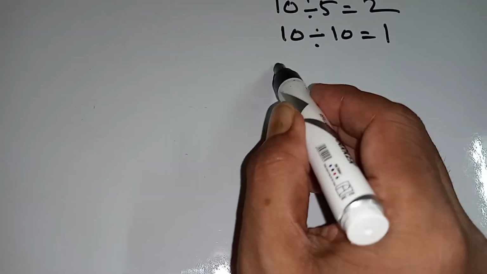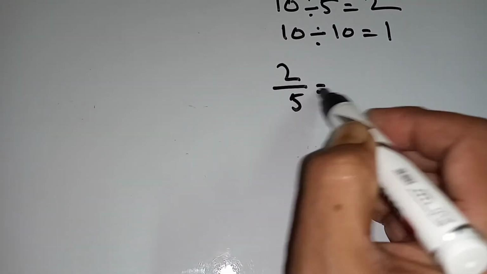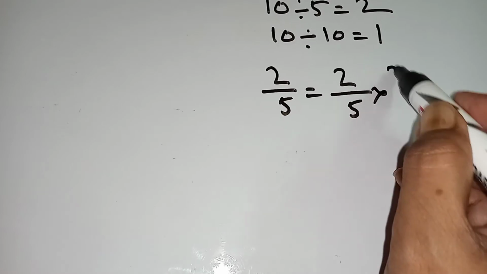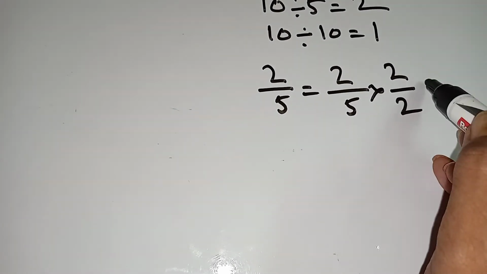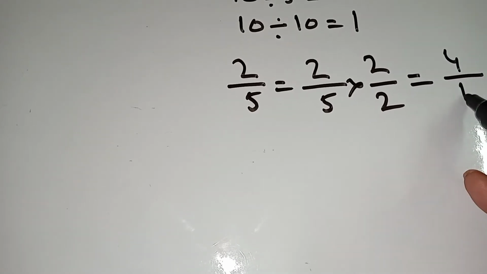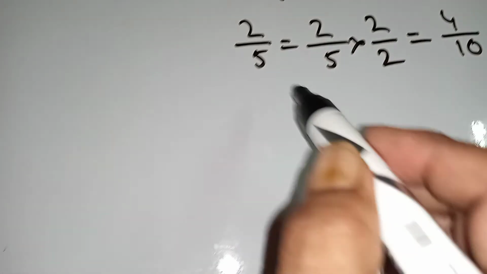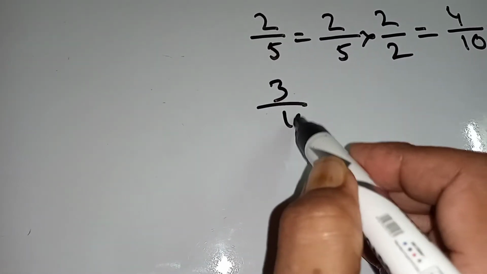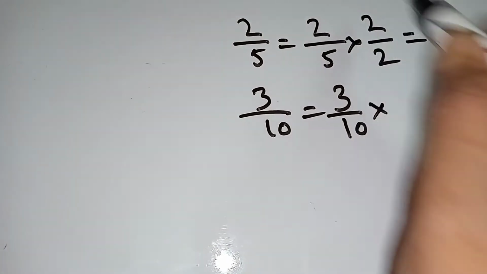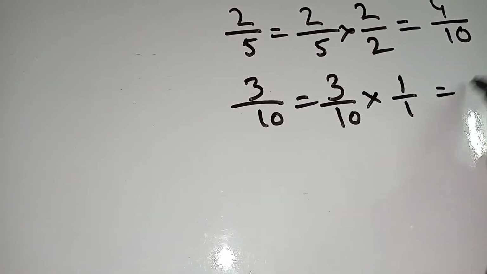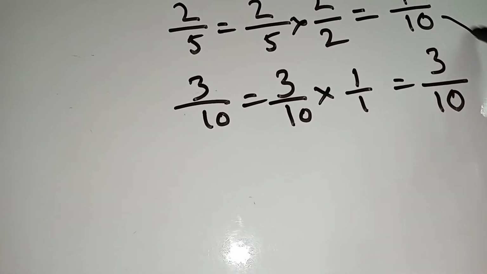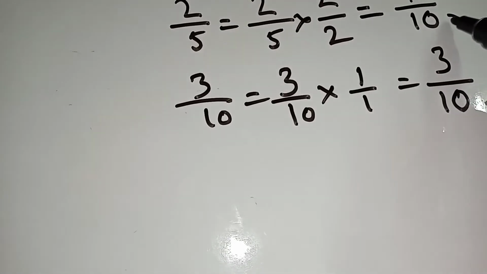At first, this is given 2 by 5 equal to 2 by 5 into, you multiply by 2 in numerator and denominator. That means it will be 4 by 10. Next, 3 by 10. That means 3 by 10 into 1 by 1. That means 3 by 10. You see, in both cases the denominator is same.